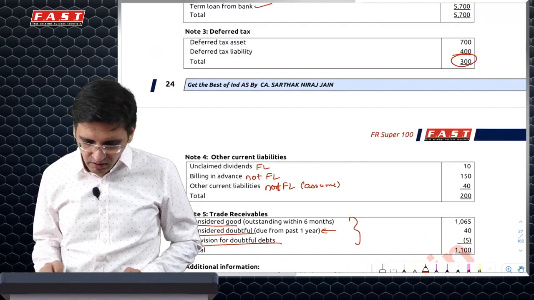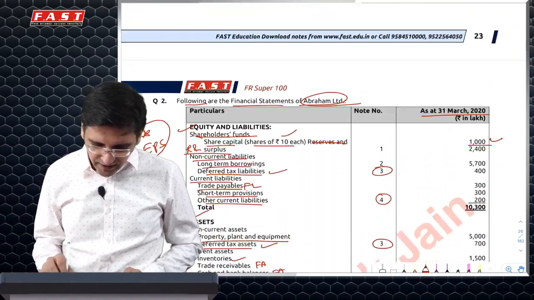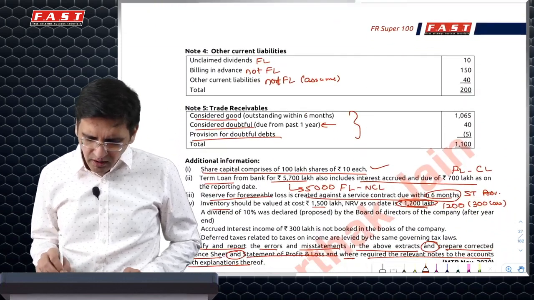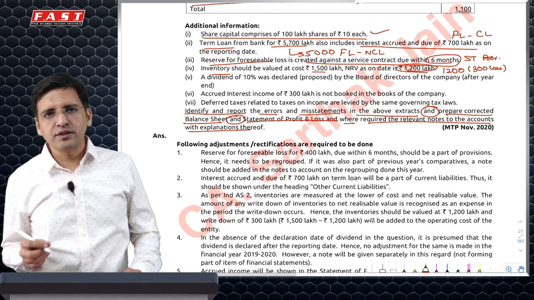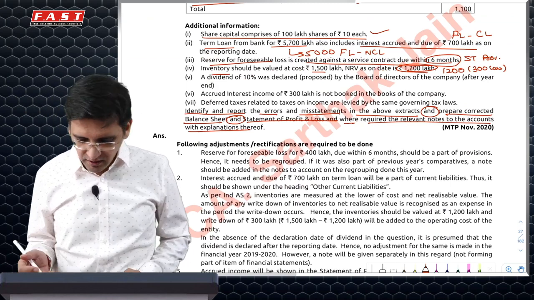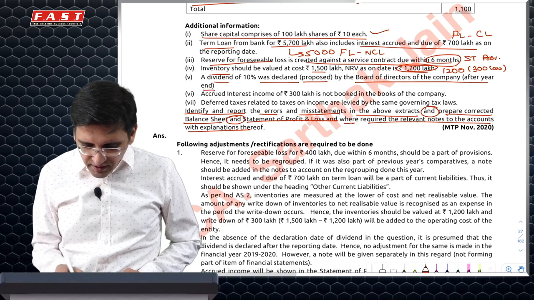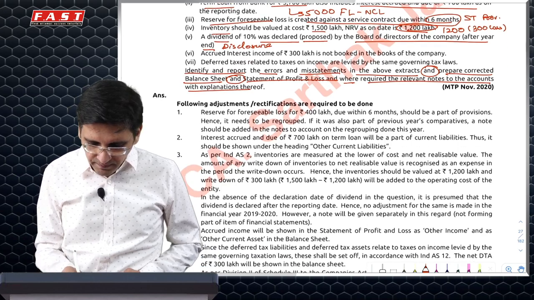Where do you book this loss? P&L, do we have a line item for it? If not, you can add it separately or add it as a part of operating cost. Simply in the answer, usually the Institute will put it as changes in inventory, 300 loss. Dividend was proposed after the year end, so you will have to just add a disclosure and give a note that we will not account for it.